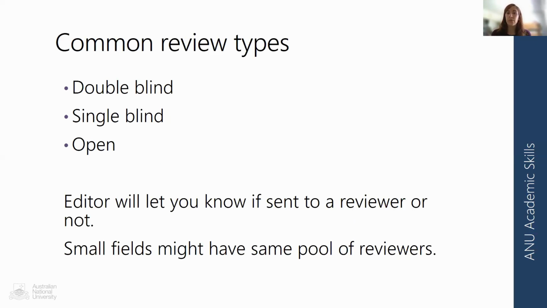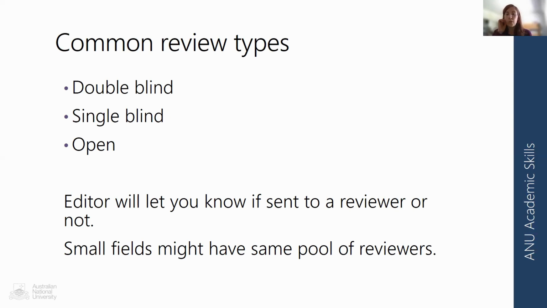So there's different review types. I would believe the most common is the double blind. So that's when you don't know who your reviewers are and they don't know who you are. Single blind would mean they know who you are and you don't know who they are. And open would mean everybody knows each other. So it's often double blind. I think it might be open when it's a really small field and there aren't very many reviewers anyway. So everyone already knows each other.